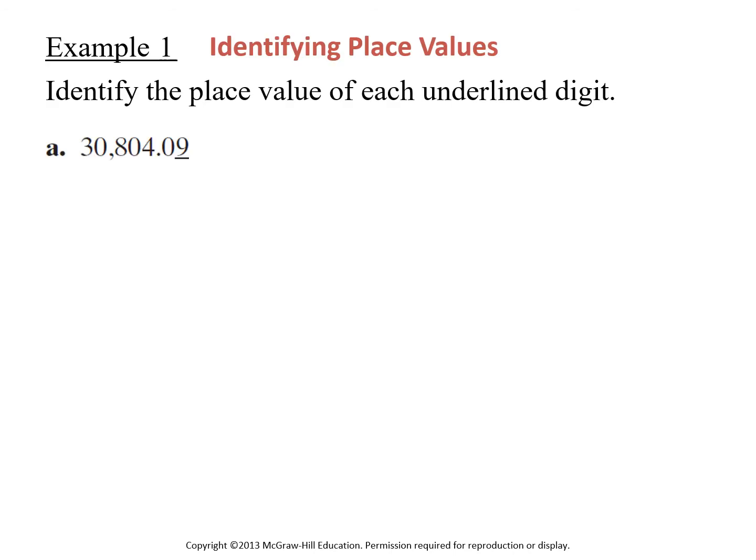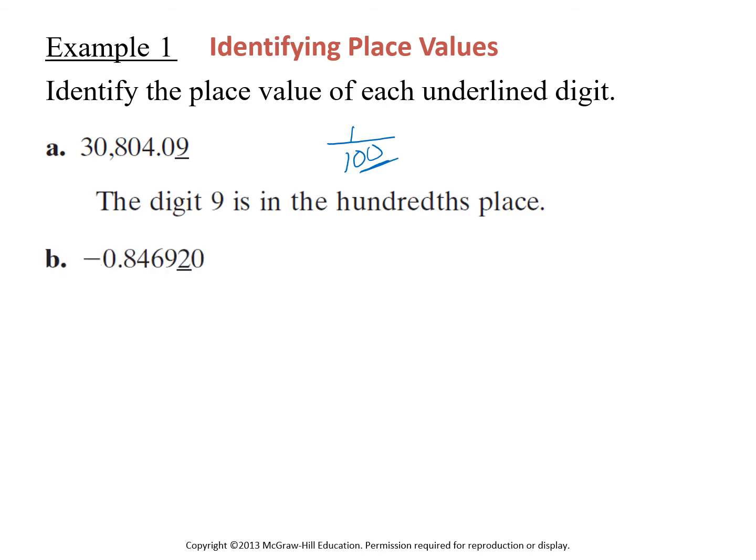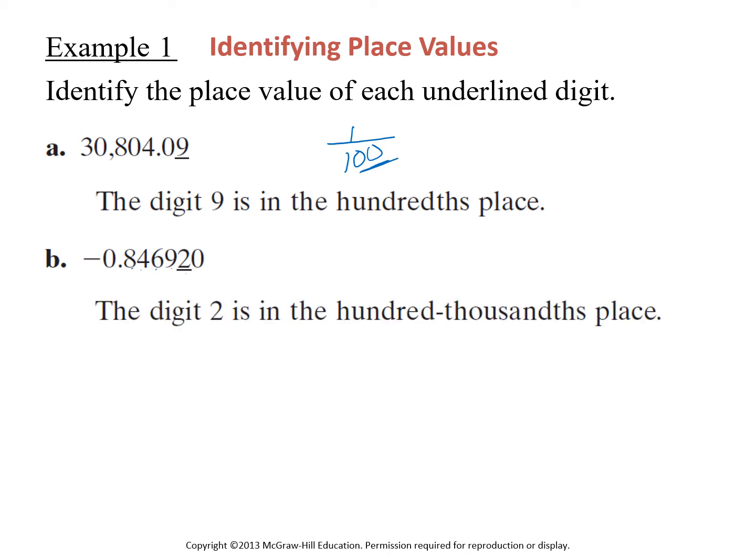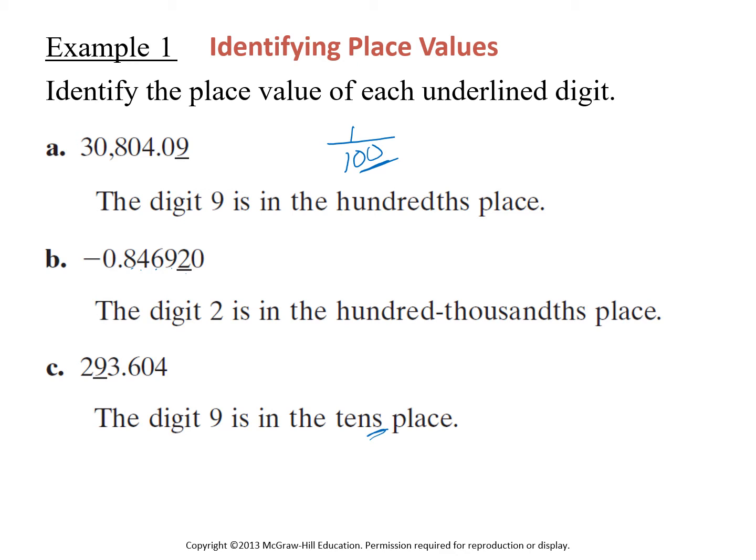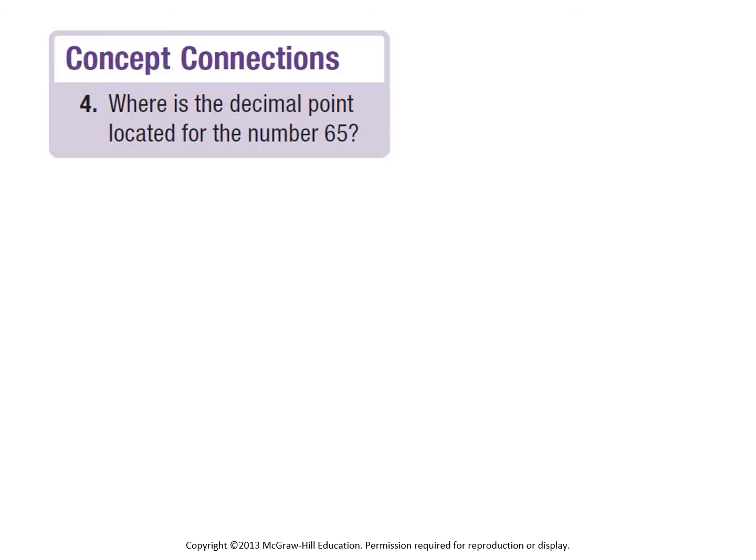So the number 9 here is in the hundredths place. When we have 2 decimal places, that's hundredths. And the number 2 here, we have tenths, hundredths, thousandths, 10,000ths, 100,000ths. And the number 9 here is in the tens, TENS, versus the ones that are to the right of the decimal point, where you have that THS.